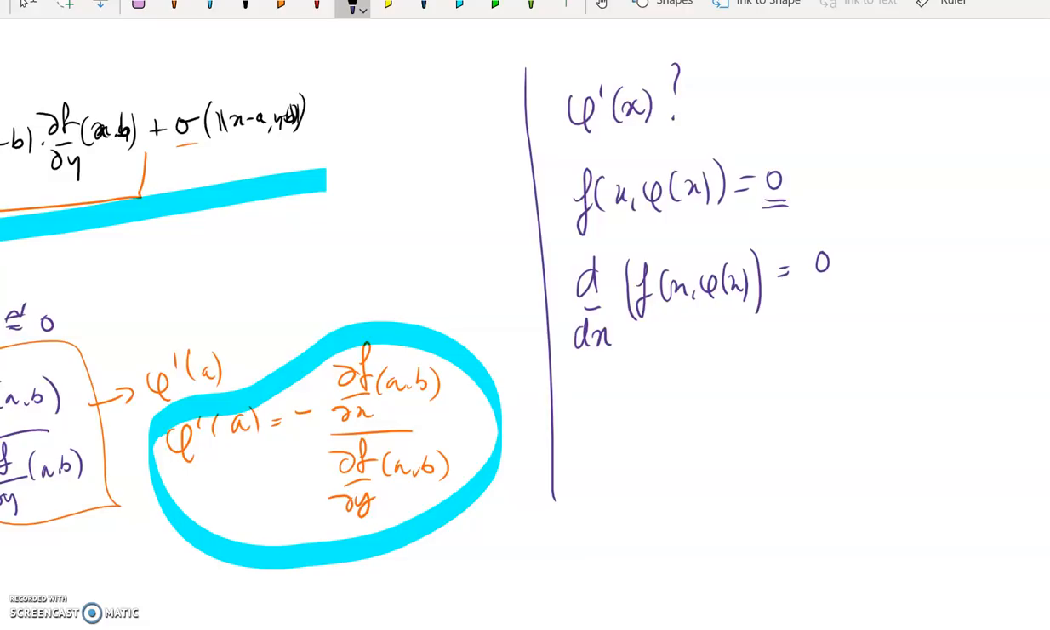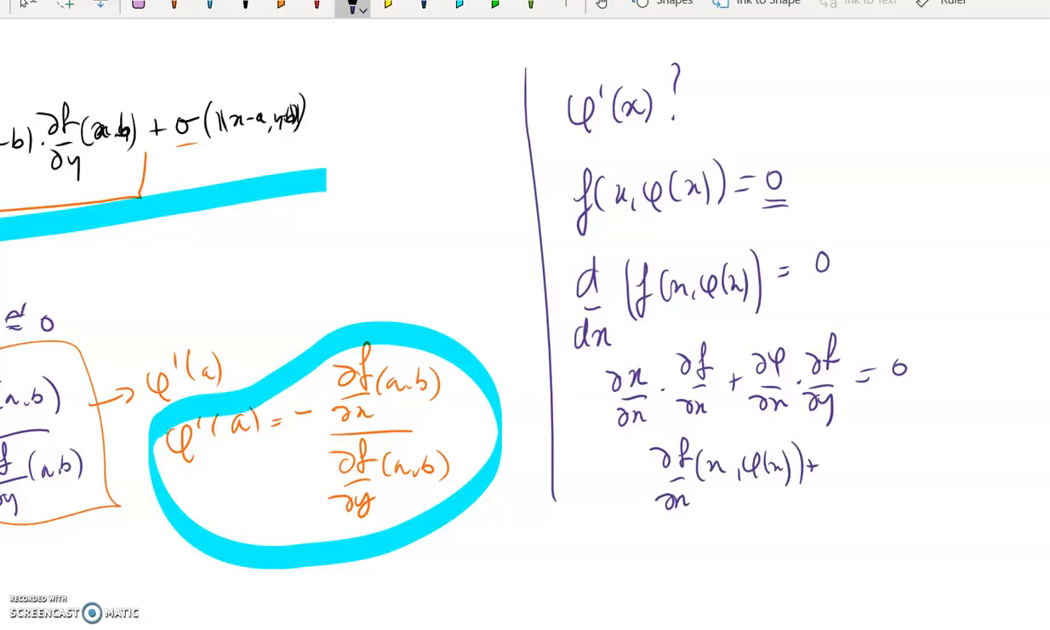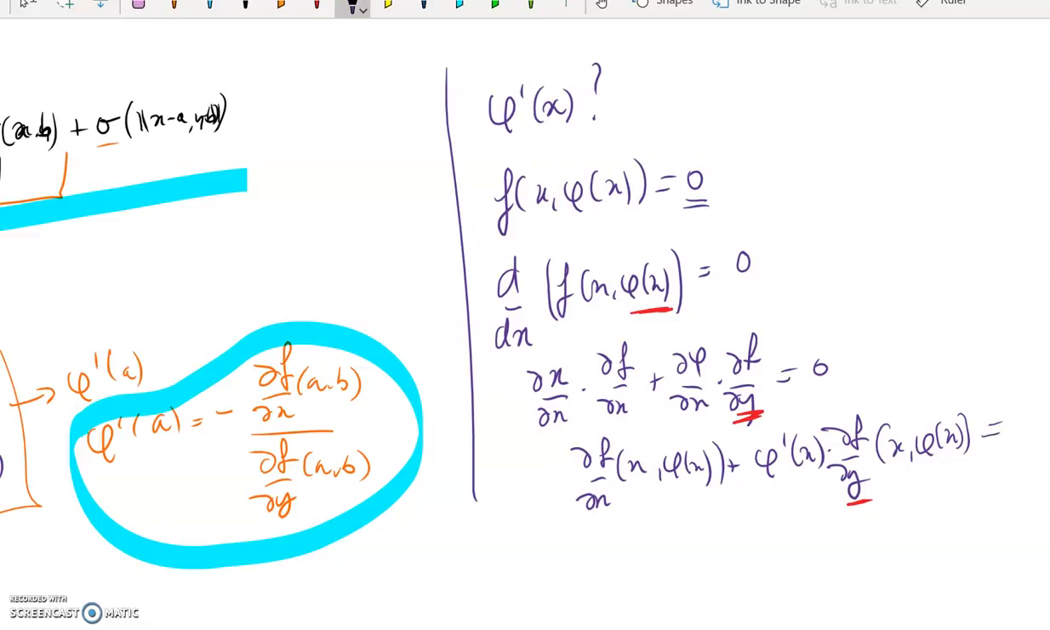Right, so we write that derivative, so now you know really well how it works. It's going to be dx over dx, that's 1, times df over dx plus d phi over dx times df over dy. That's again all the chain rules that we've been working on many times. So what do we get? We get df over dx applied to x phi of x plus d phi over dx, that's just going to be phi prime of x, times df over dy. Note that this was the derivative according to the second variable. That's df over dy, again, applied to the point x phi of x. And then that should be equal to 0.